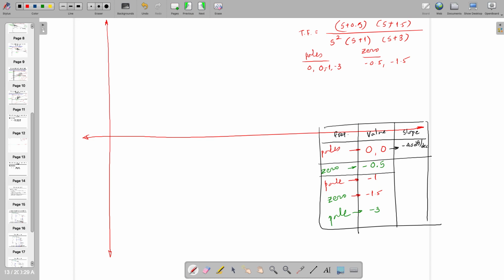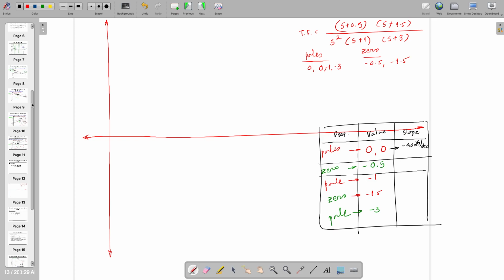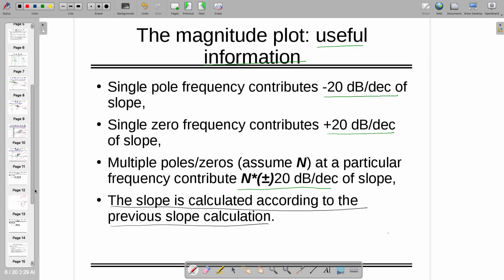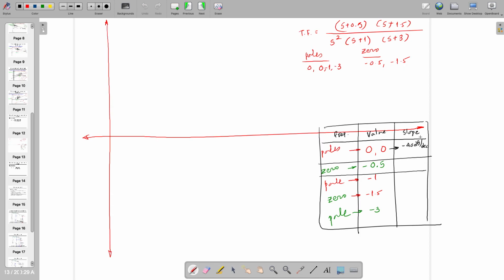Now there is a zero. So what do you think about the slope? Plus 20. But if you remember, there is a statement I have written somewhere. The slope is calculated according to the previous slope calculation. So previous slope was minus 40. So you have to take care of minus 40, the previous, plus new slope. Okay, let's pick it with the green. So new slope is plus 20 dB per decade. So effectively it's minus 20 dB per decade.